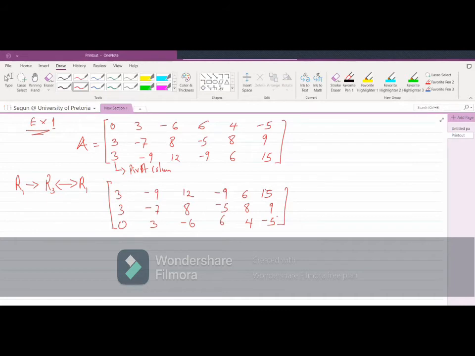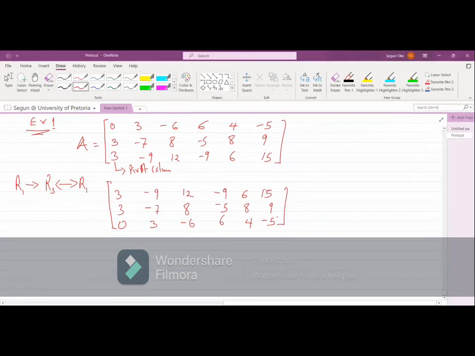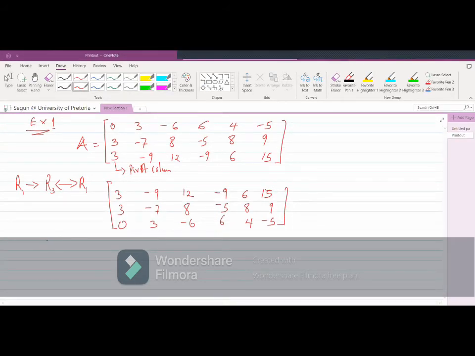What do we do again? Now, let's start. We know that the entry point of row 3 is 0 already. The entry point of row 2 also must equal 0. Do you agree? Yes, sir. So our row 2 will now be what? Row 2 is row 2 minus row 1.